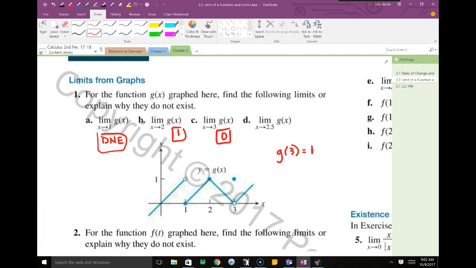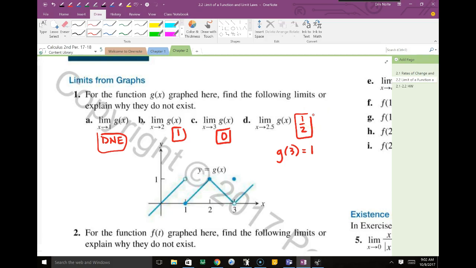Okay, what about D? What is the function approaching as x approaches 2.5? So we're looking at from the right and from the left. What would you say about that one? Probably about 1/2, 0.5. Both are equivalent. Pretty good there? One more? Wait, I don't get that.